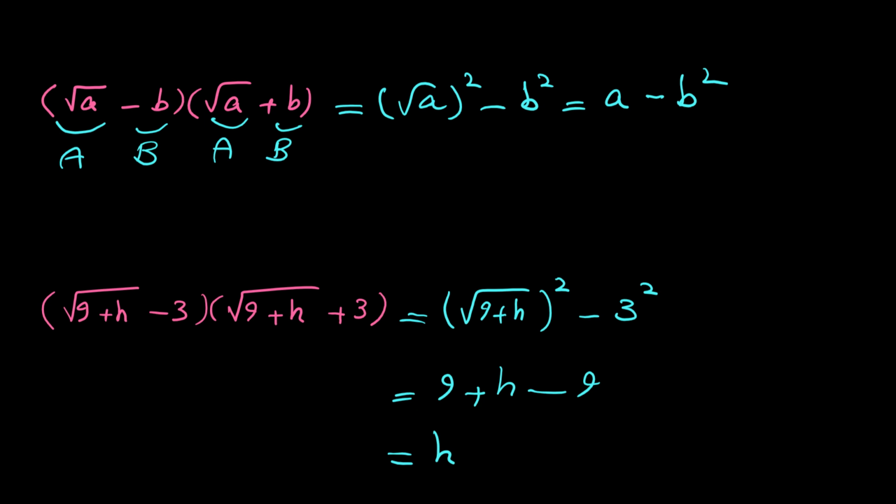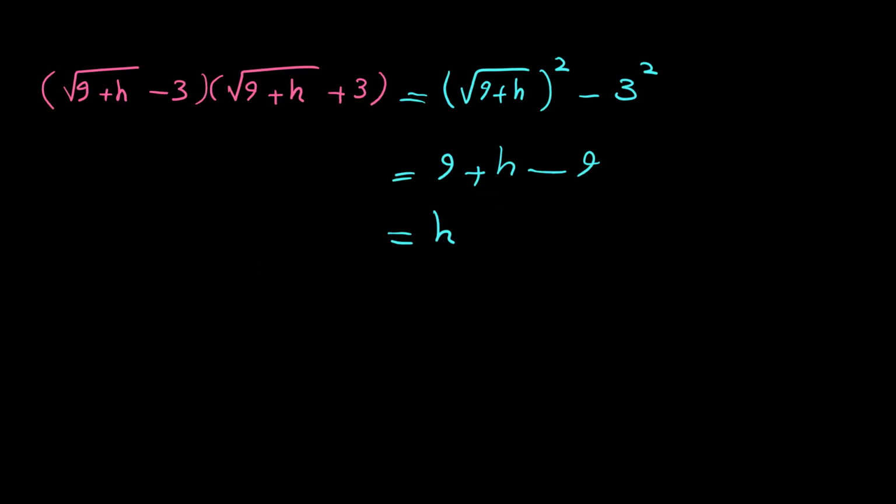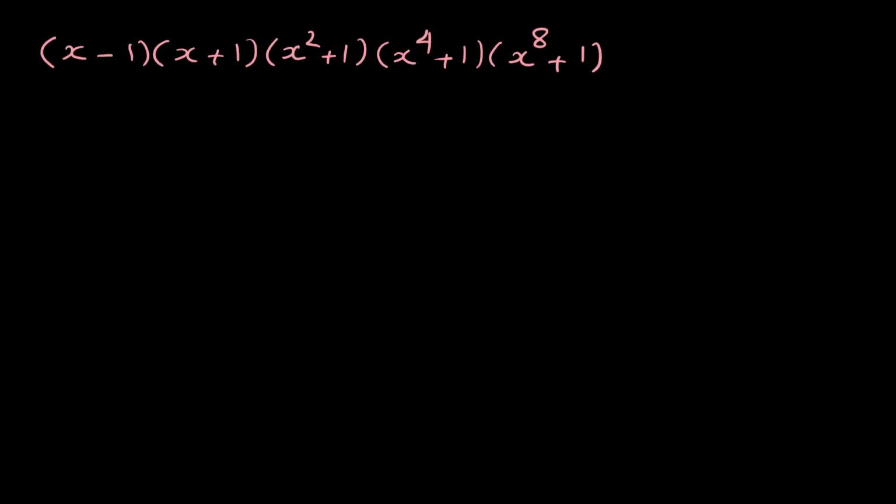As you can see, using identities, using formulas is really helpful for doing examples like this. Look at the next example. x minus 1 times x plus 1 times x to the 2 plus 1 times x to the 4 plus 1 times x to the 8 plus 1.